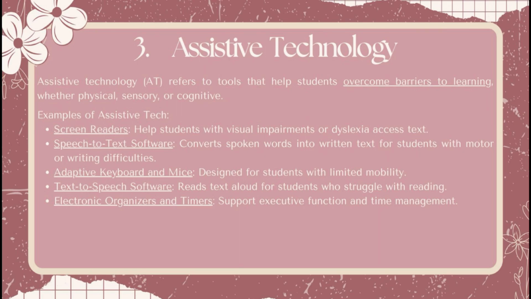Next is text-to-speech software. It reads text aloud for students who struggle with reading. For example, a student with dyslexia uses a program like Kurzweil 3000 that reads digital textbooks aloud while highlighting the words on the screen. This improves reading comprehension and keeps them engaged in the material.